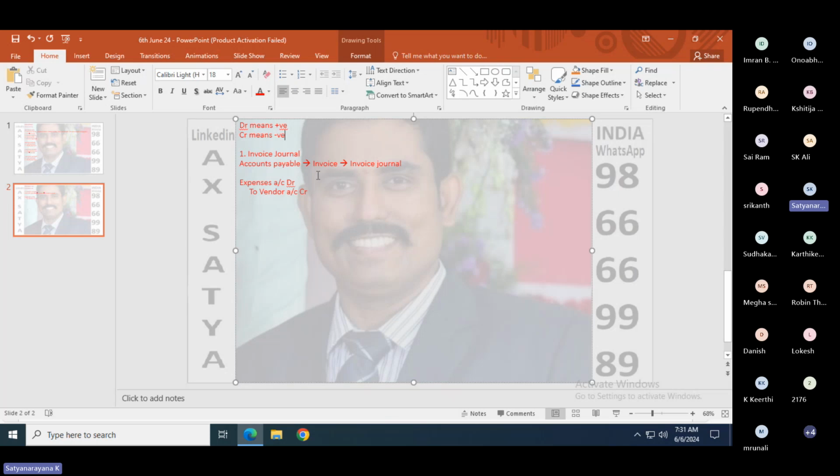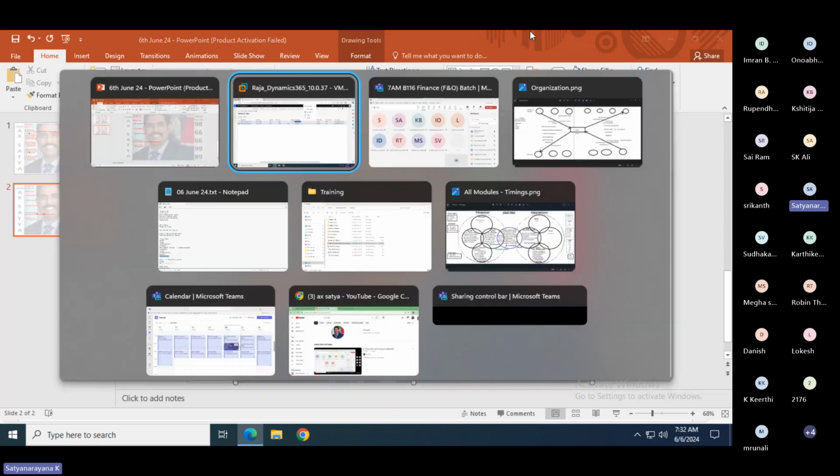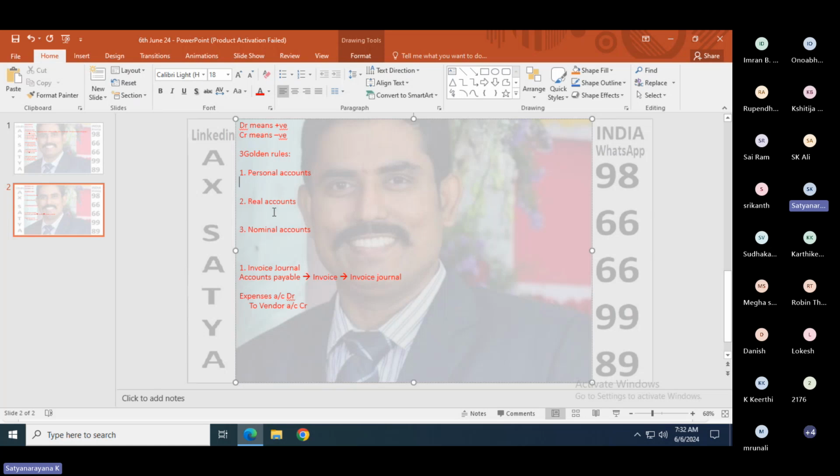Okay. So, for this one, we need to understand 3 golden rules. If you want to understand these things, you need to understand 3 golden rules. First one is personal account. Next, real account. Next, nominal account. Of course, this is not Dynamics. It is finance. It is commerce. So now there are so many people who joined already from commerce education. So you can guide me. What is a personal account? What is a real account? What is a nominal account?